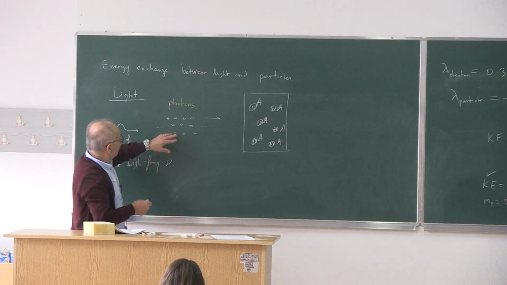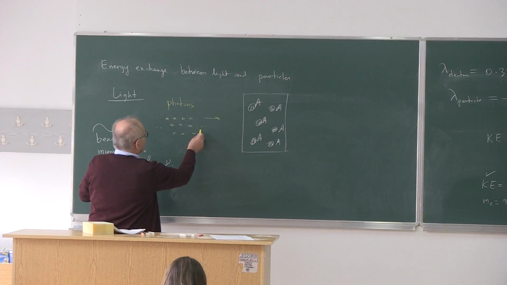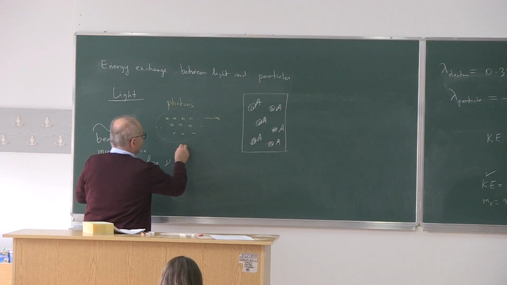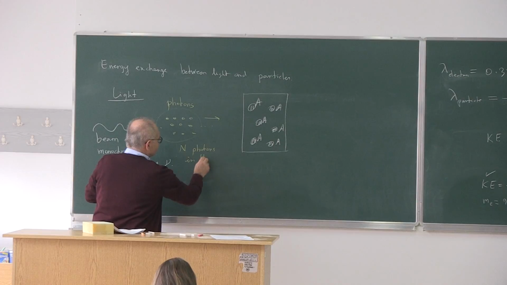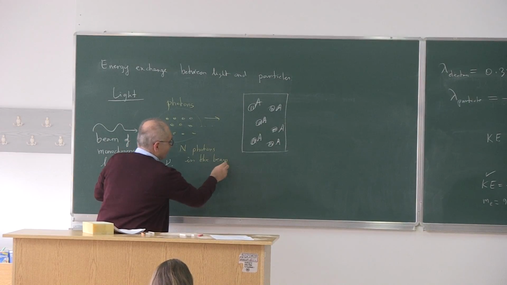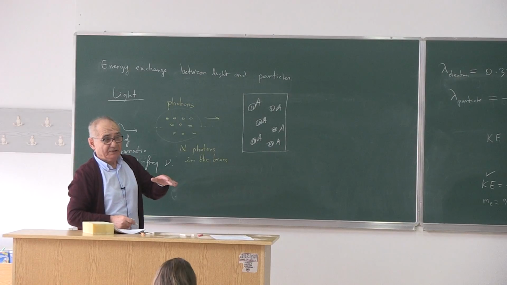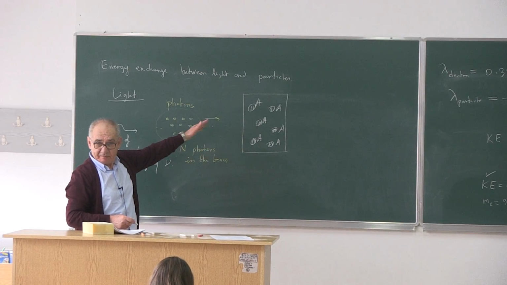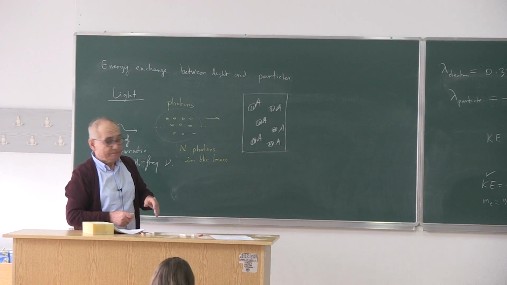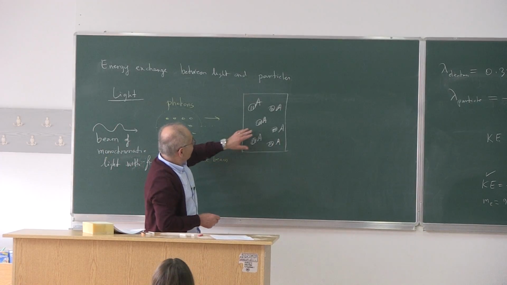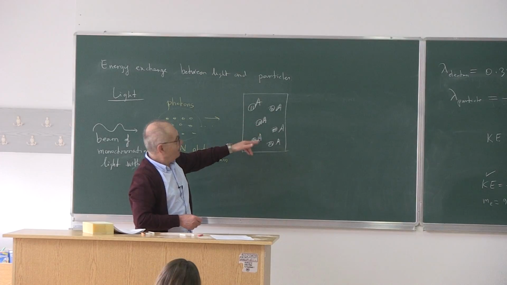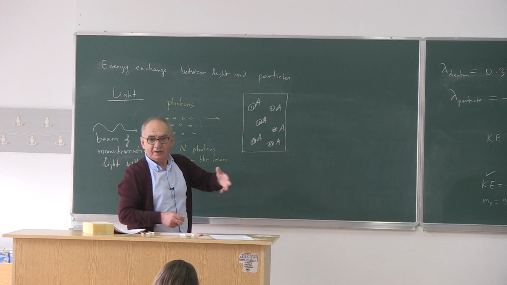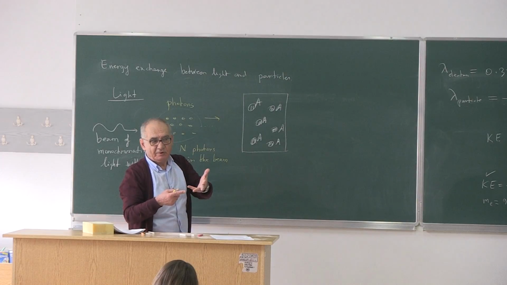Okay. Now, there are N photons in the beam. N is very large. N is about Avogadro's number. We have just seen an example. Now, in the sample, we are assuming the substance is in the gas phase. These particles could be atoms or molecules.